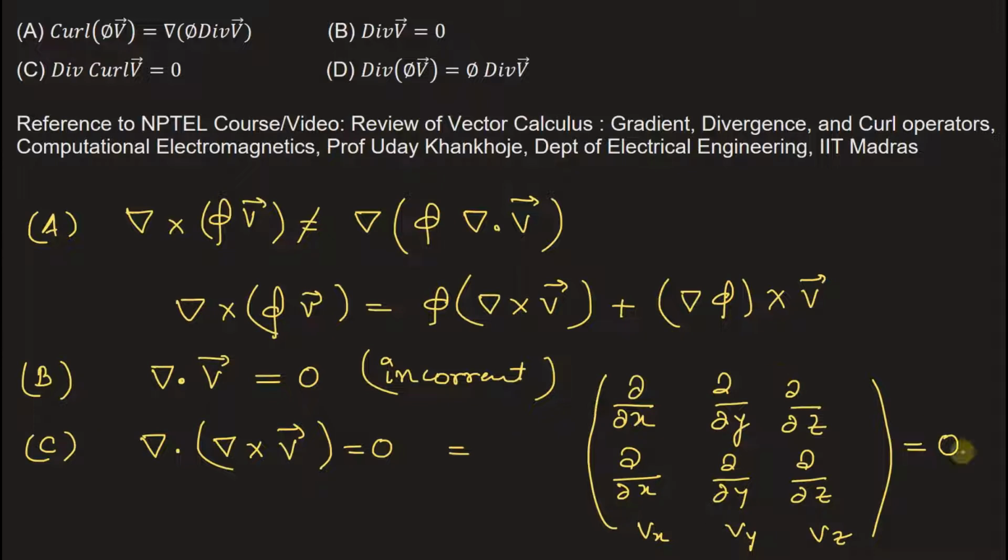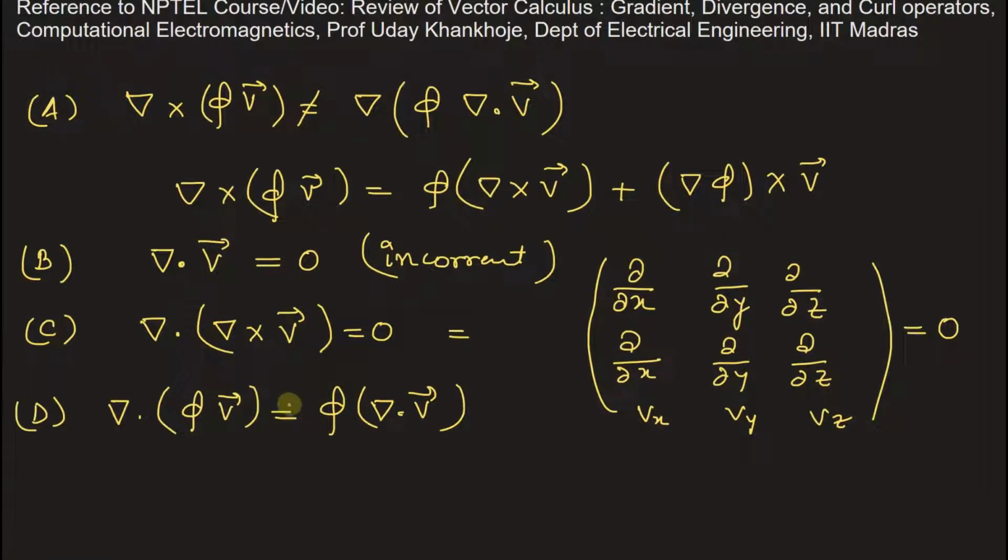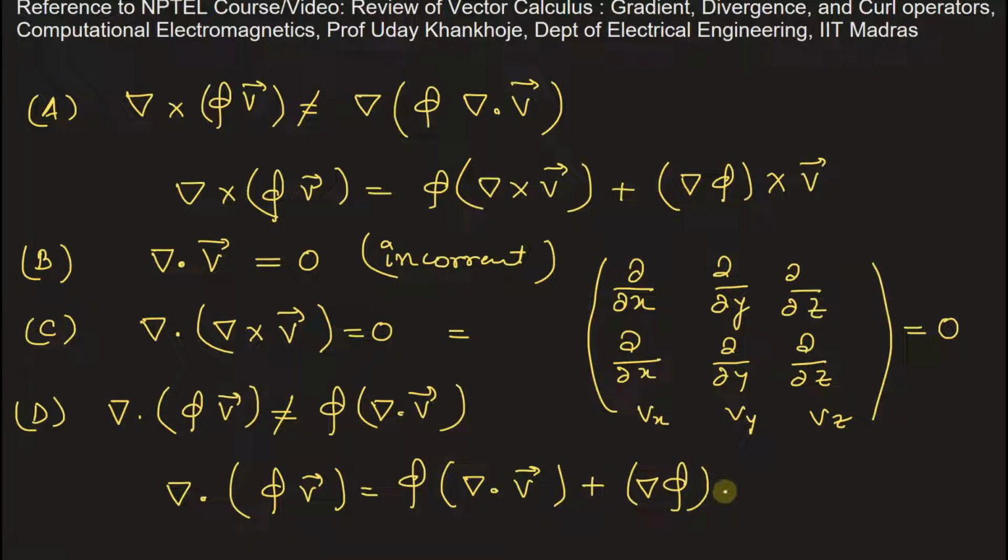Now let's also check option D. Option D says the divergence of phi v vector is equal to phi times the divergence of v vector. This is also incorrect because it is incomplete. From vector calculus, we can write this as phi times del dot v vector plus gradient of phi into v vector.